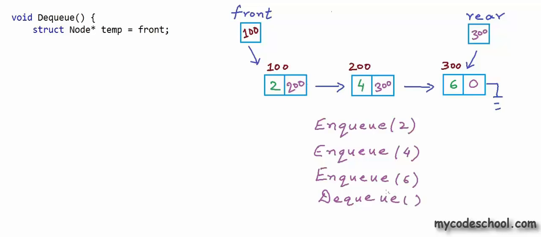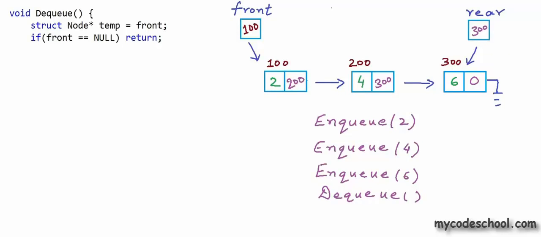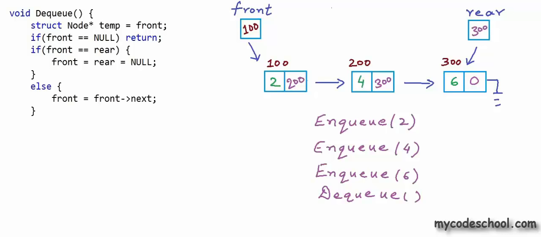We will have a couple of cases in dequeue also. The queue could be empty, so in this case we can print an error message and return. In case of an empty queue, front and rear will both be equal to null. We can check one of these and we will be good. In the case when front and rear are equal, we will simply set both front and rear as null. In all other cases we can simply make front point to the next node. So we will simply do front equal front dot next.